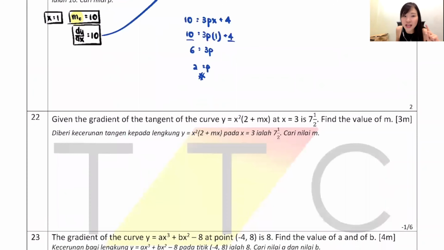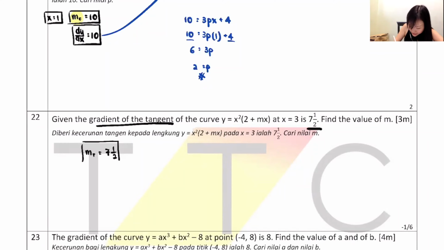Question 22. Next, they say, given the gradient of the tangent of the curve at x equals 3 is 7.5. So guys, I repeat that. When I read the whole question, I realized they say gradient of the tangent is 7.5. From here, you know gradient is m, tangent is t. So the gradient for the tangent is 7.5.